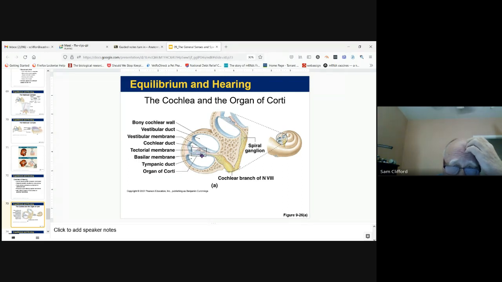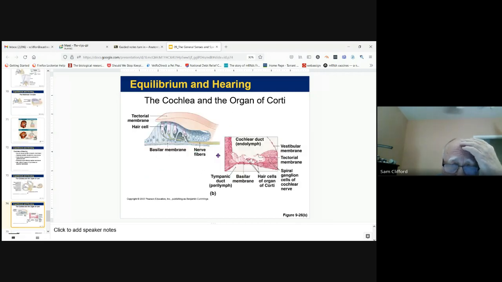So the vibrations that enter the cochlea from the auditory ossicles are going to cause distortion on various parts of this organ of Corti. And that's going to be the organ of Corti, and it's going to have hair cells, and above it is the vestibular membrane and the tympanic duct and so on, the cochlear duct.